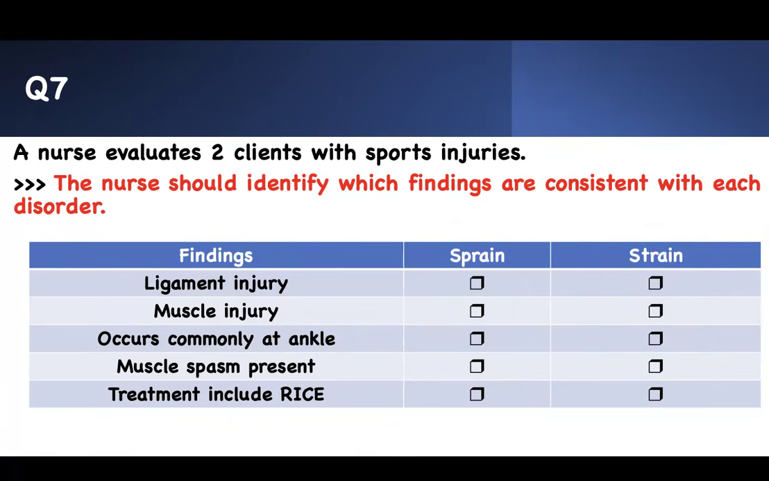Ligament injury, muscle injury, occur commonly at the ankle. Muscle spasm present. Treatment with what? RICE. What does that mean? Rest, ice, compression, and elevation. Which condition is associated with it?